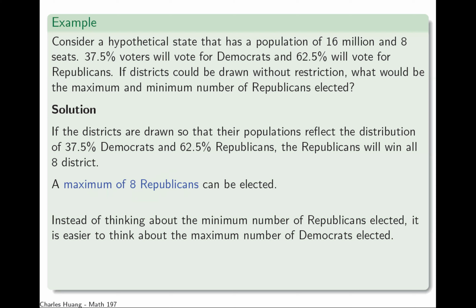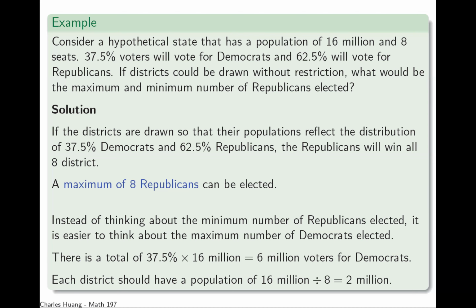Now, to think about the minimum number of Republicans that can be elected, it's easier to think about the other side, the Democrats. How many seats can Democrats win at the most? You'll notice, in this case, 37.5% of the voters are Democrats. So we have 6 million voters for Democrats. We have 16 million people in total, 8 seats. So 16 million divided by 8, 2 million for each district.